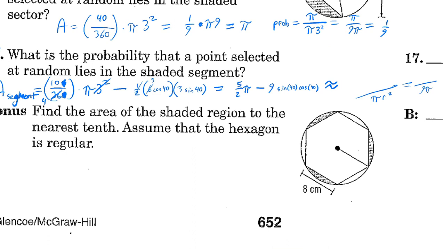So let's approximate that really quick. We get 5 divided by 2, or 2.5 times pi, and then we subtract 9 times the sine of 40 times the cosine of 40. So this is approximately equal to 3 point. I'm going to keep a lot of decimals because I'm still in the middle of a problem.